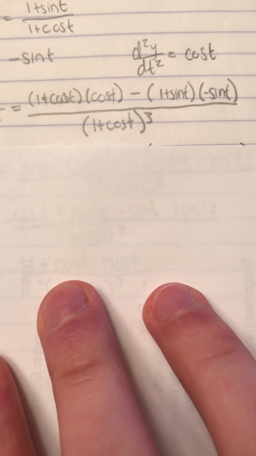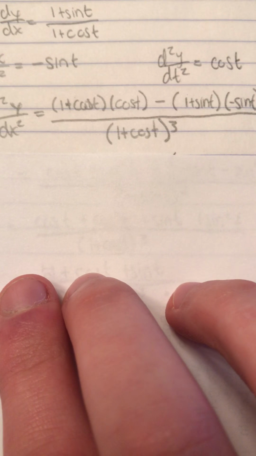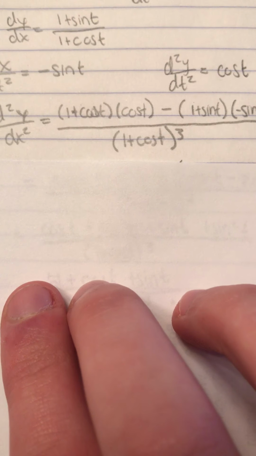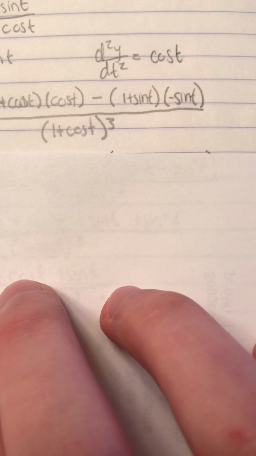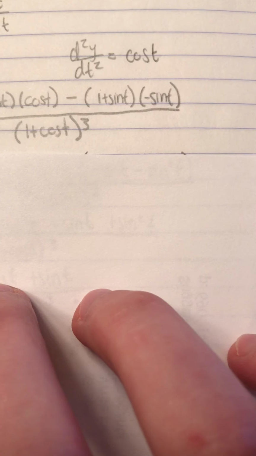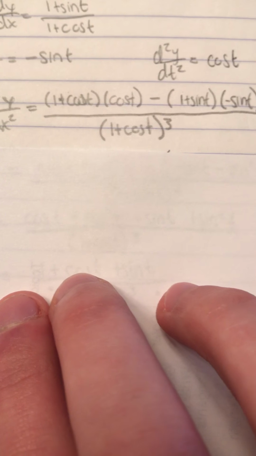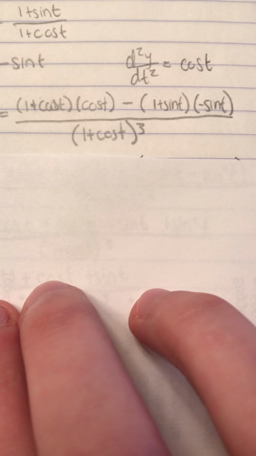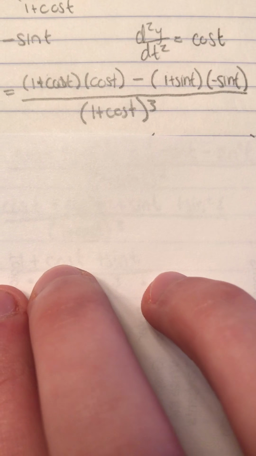Now the equation is, I didn't write it down, but it essentially is dx over dt times d2y over dt squared minus dy over dt times d2x over dt squared, all over dx over dt cubed. So that ends up being 1 plus cosine t times cosine t minus 1 plus sine t times negative sine t, over 1 plus cosine t cubed.